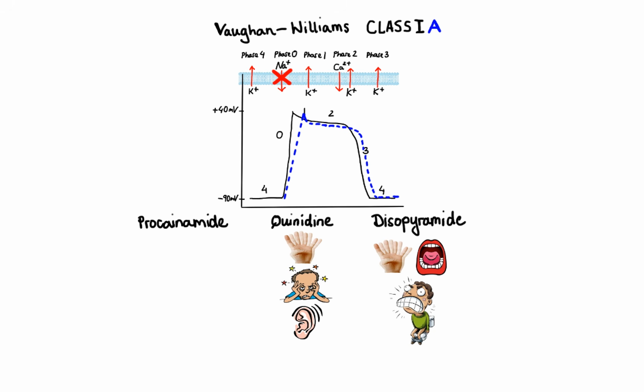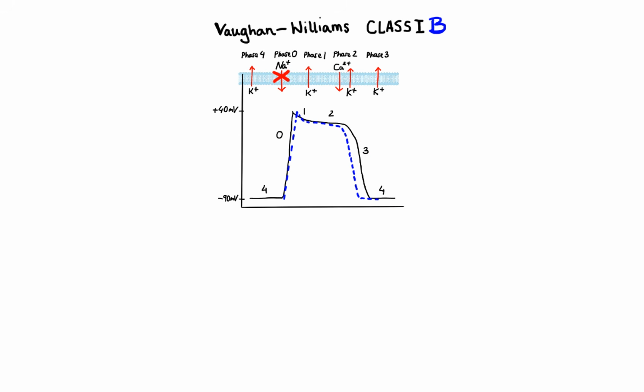Secondly, we have class 1B drugs, which have a relatively weak effect on the phase 0 depolarization due to minimal blockade of fast sodium channels. However, these agents shorten repolarization by blocking sodium channels that activate during late phase 2 of the action potential. So what we'll see with class 1B agents is shortened duration of action potential and shortened effective refractory period.